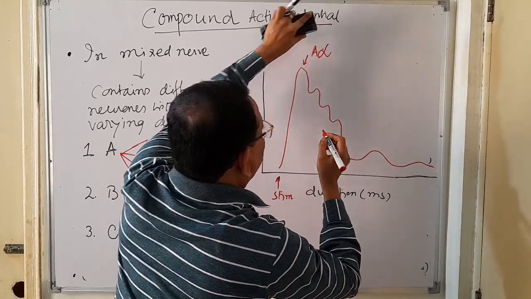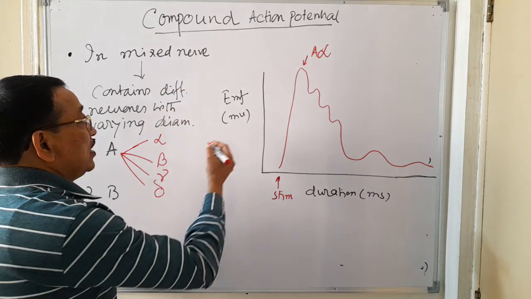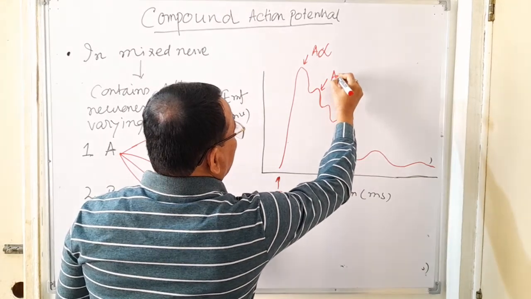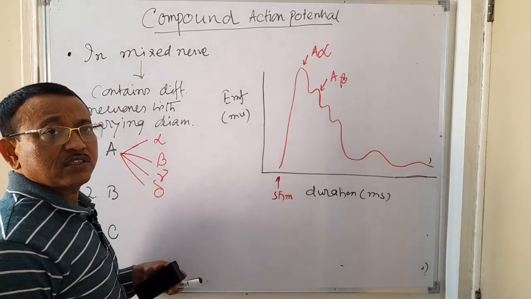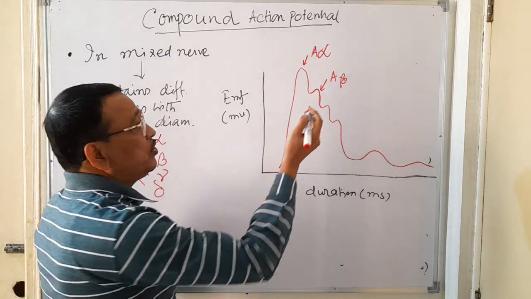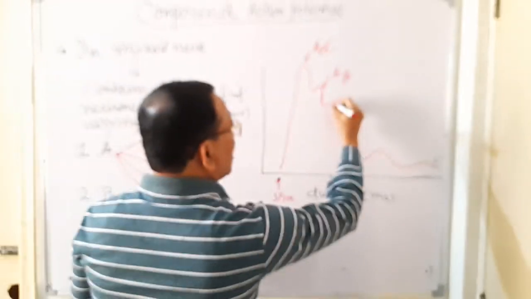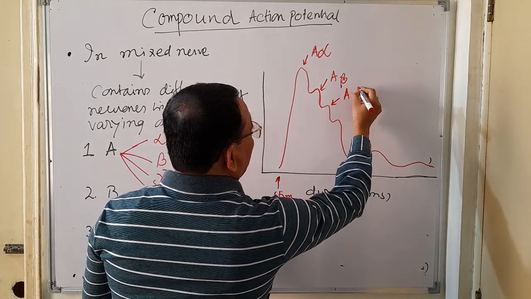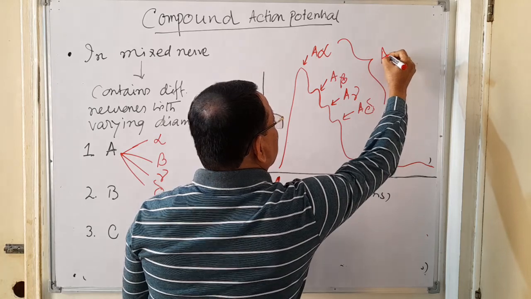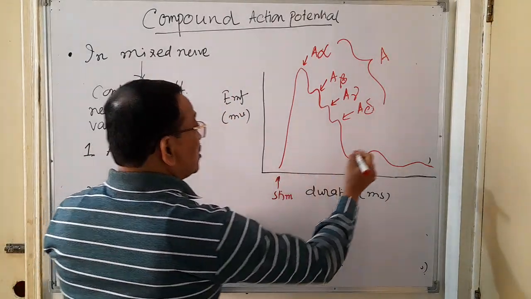The A alpha wave will appear first because its diameter is much more, and thereby the propagation of the action potential will be faster. Then this is the curve, this is the peak, which is due to the A beta nerve fibers, which have less diameter in comparison to alpha. Thereby the rate of travel of the action potential will be comparatively slower, and their peak will appear after the A alpha. In this way, this is the curve for A gamma, and this is the curve for A delta. All these are the types of the A category of fibers, which are highly myelinated.